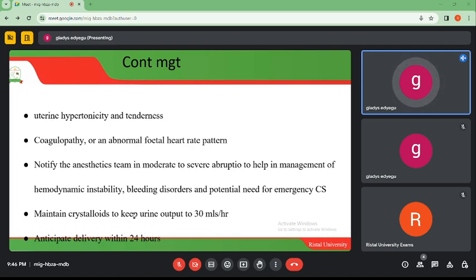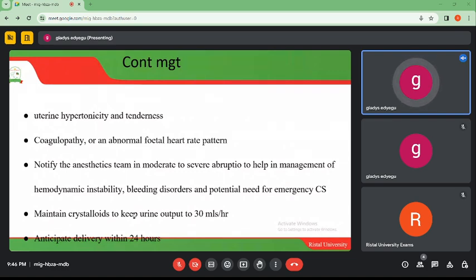Call the other teams because it has to be multidisciplinary, and that's why they say it should be managed from a CEmOC facility where there is a theater, there is a laboratory, there is blood transfusion services, so that we can be able to handle this mother effectively. So inform the other team so that they can come in and you save the life of this mother.